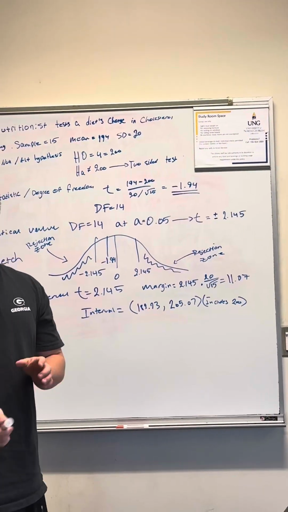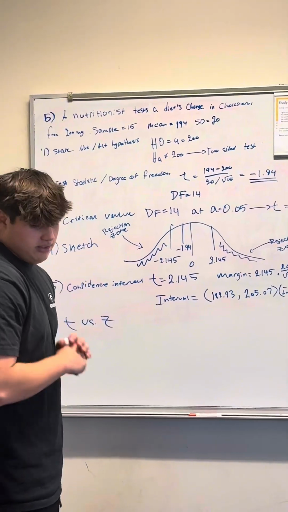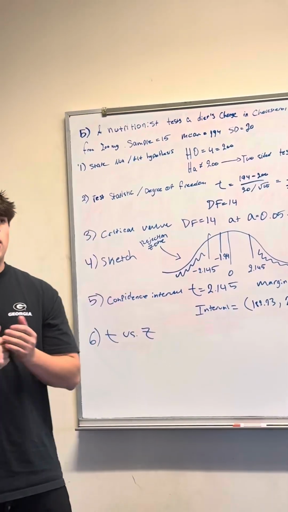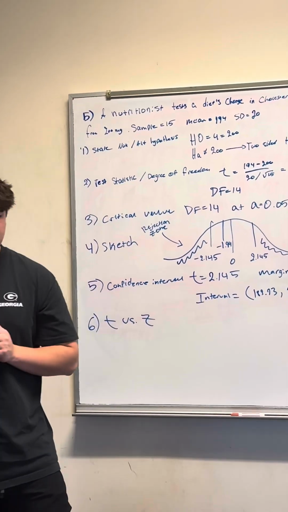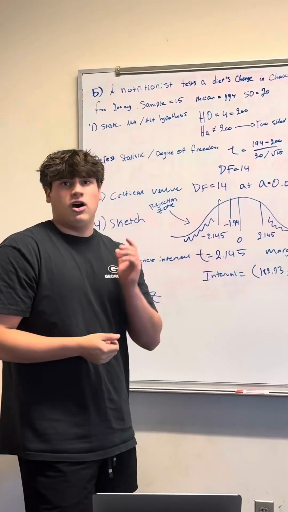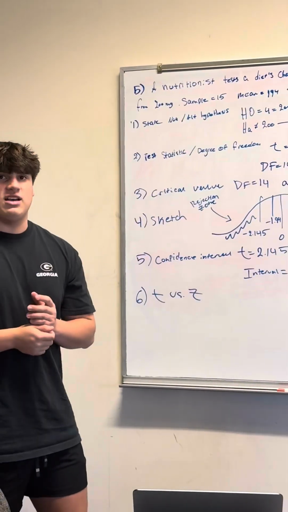And then for our last question, it's basically asking us to compare t and z. Both are used to compare a sample to a population, but t is used when the population standard deviation is unknown and the sample size is actually pretty small.